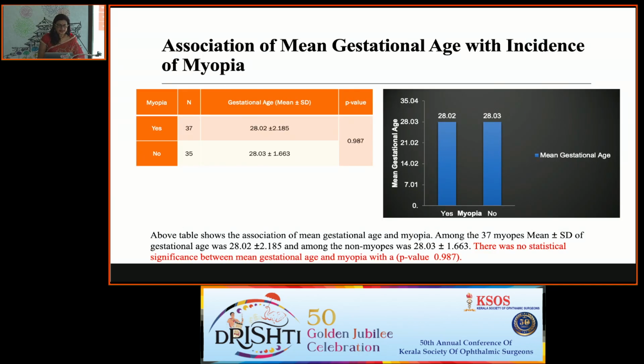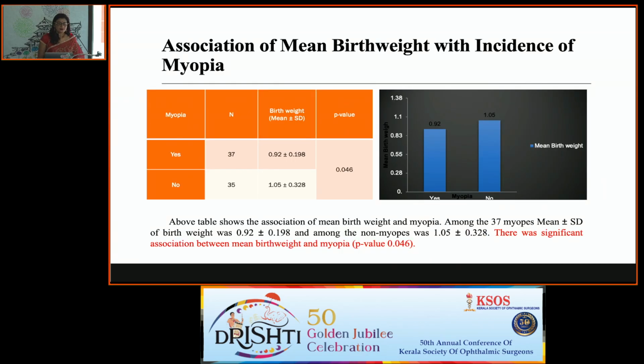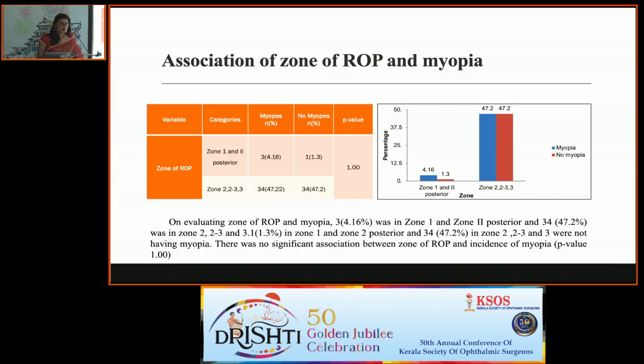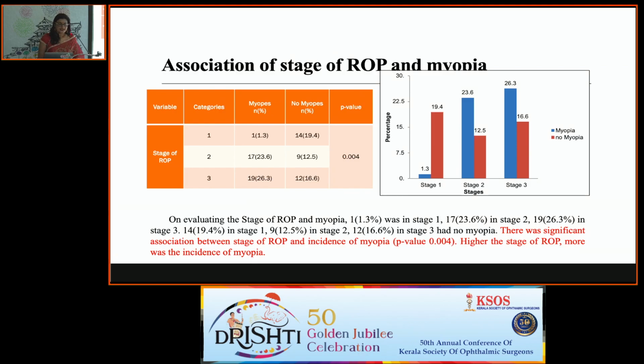Association of mean gestational age, there was no statistical significance of mean gestational age and the incidence of myopia across the groups. And mean birth weight, when we looked, there was a significant association of incidence of myopia with the mean birth weight. Lower the birth weight, the higher the incidence of myopia. We looked at other risk factors also, multiple pregnancies, use of mechanical ventilation, and history of sepsis. Again, we did not find a statistical significance. Zone of the ROP also did not show any statistical significance. Stage of the ROP, when we looked, there was significant association between stage of the ROP and incidence of myopia. Higher the stage, greater the incidence of myopia.